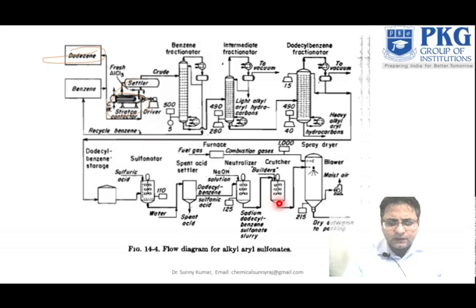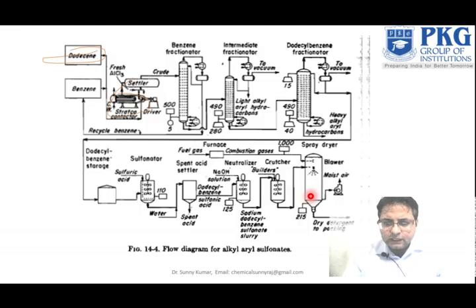I think again this is a settler type. This is a builder we are introducing here, and from the bottom, after that, we directly send to this spray dryer. This is a spray dryer. From the top we are spraying our solution, which is the sodium dodecyl benzene sulfonate slurry.